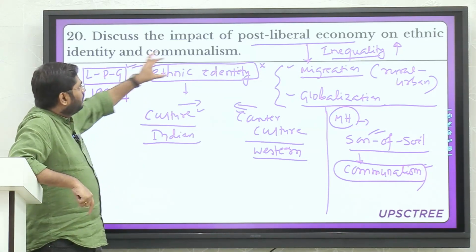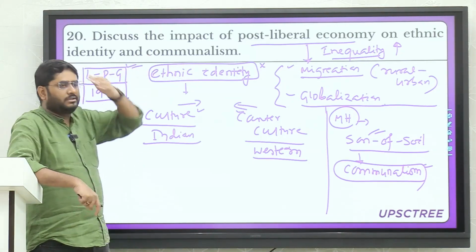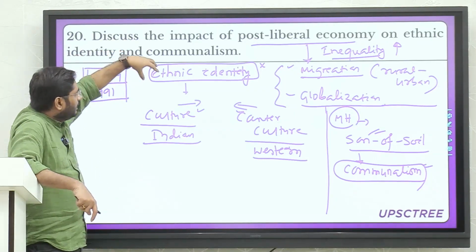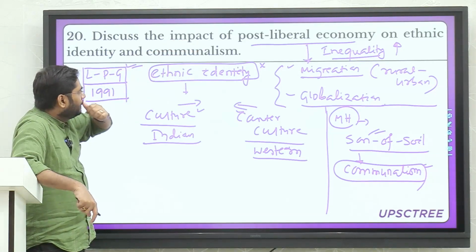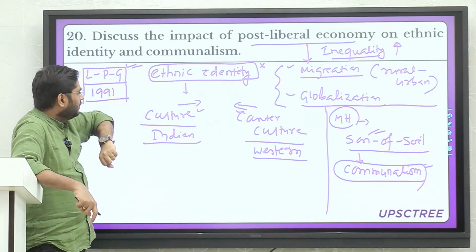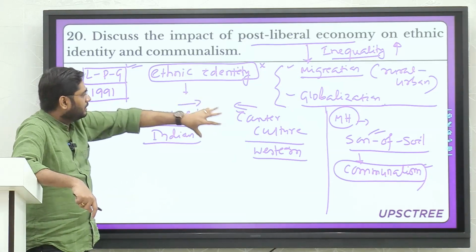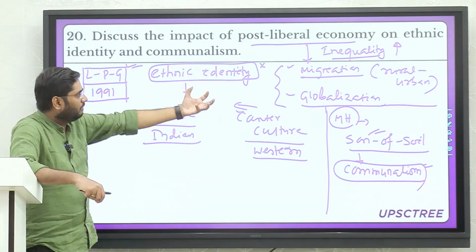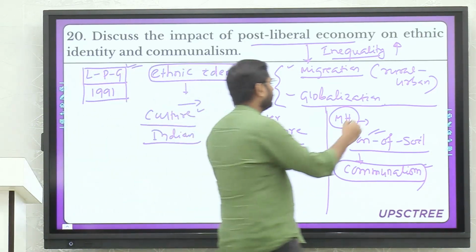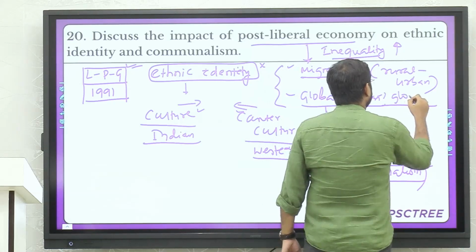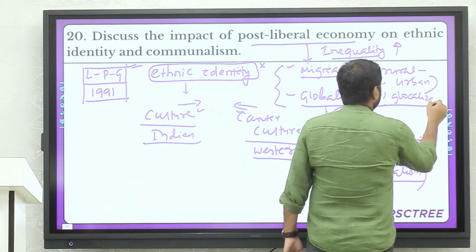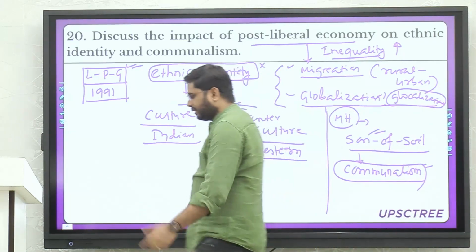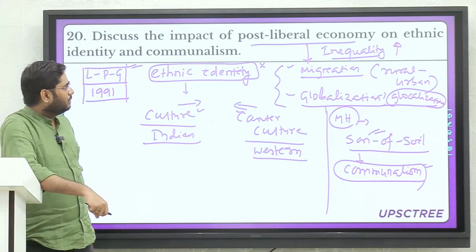So you can talk about what happened after the post-liberal economy, how the cosmopolitan outlook has developed, how culture and counterculture exist and fight with each other, and how global values, what we call globalization, lead to the localization of global values. Not only values, a lot of things, but mostly we are talking about values or identity.